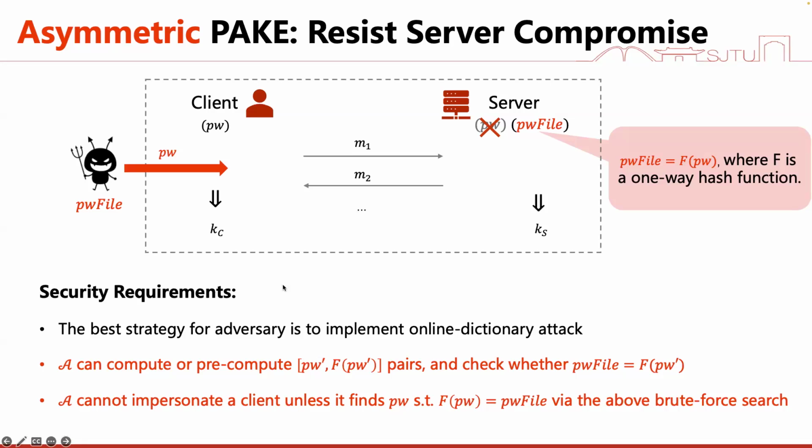And the security of aPAKE requires that, after the server is compromised, the above offline dictionary attack is the only efficient attack beyond the online dictionary attack. In other words, the asymmetric PAKE requires that the adversary cannot impersonate a client unless it finds the correct password by the above brute force search.